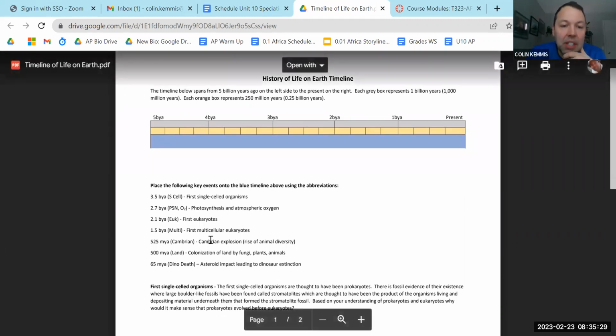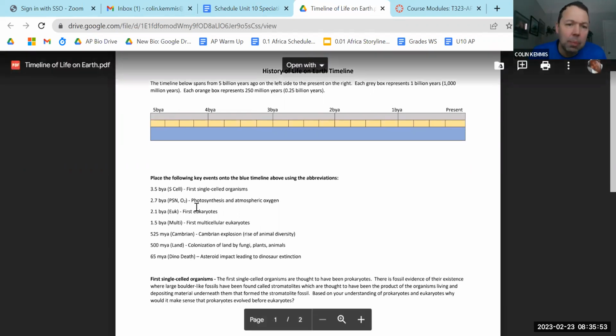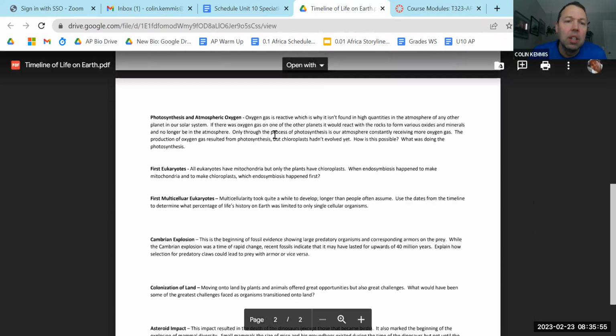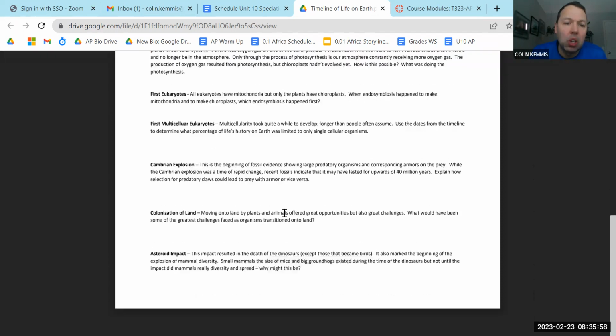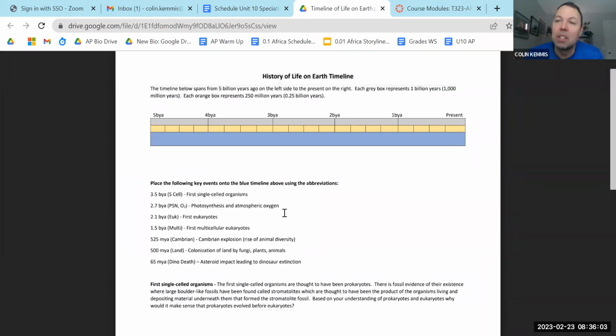A little bit later, we had colonization of land. Organisms left the water: fungus, plants, animals. And then the dinosaur death about 60 million years ago, that giant asteroid at the Yucatan Peninsula in Mexico, led to the dinosaur extinction and the rise of mammals, the dominant life form on Earth. Just put those on the timeline here. Read through this different part, make sure you understand the history of Earth. This is a very brief history of Earth, but it's some of the points that you'll need to be successful.